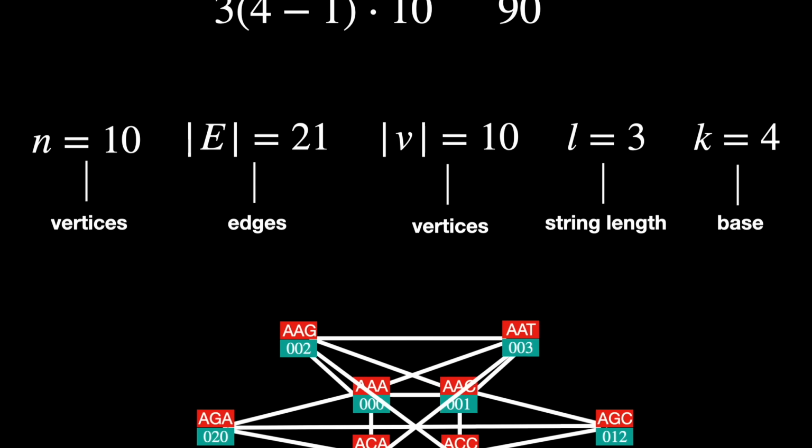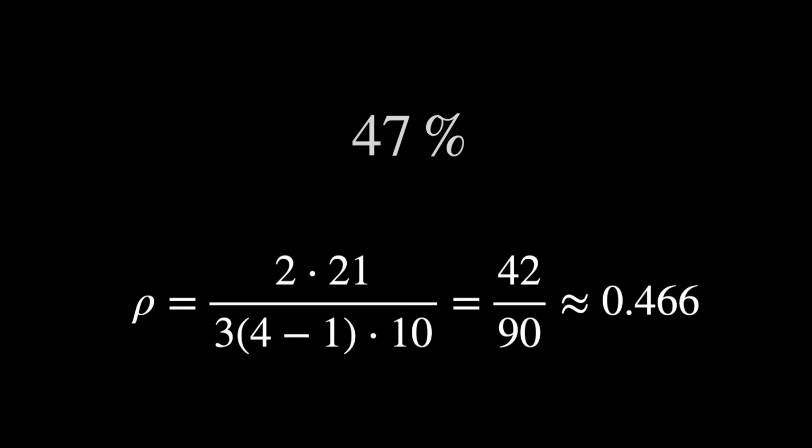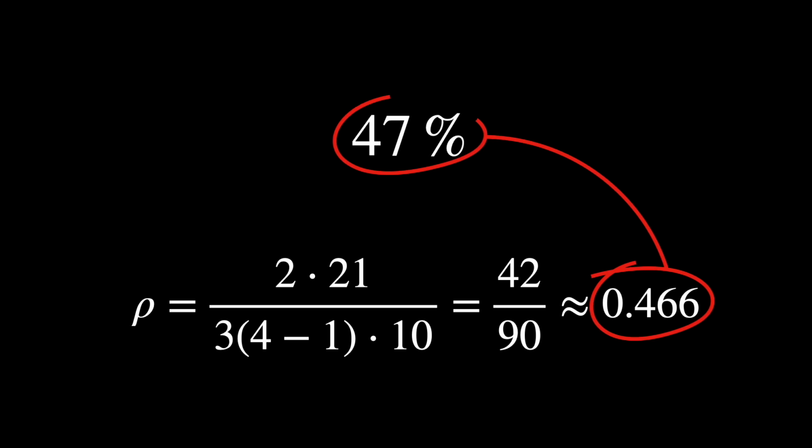Now plug it into the formula, and therefore for this small bricklayer subgraph, on average about 47% of single-letter mutations keep you inside the same phenotype. Not super high, nor super low. About half of the mutations here are completely neutral.